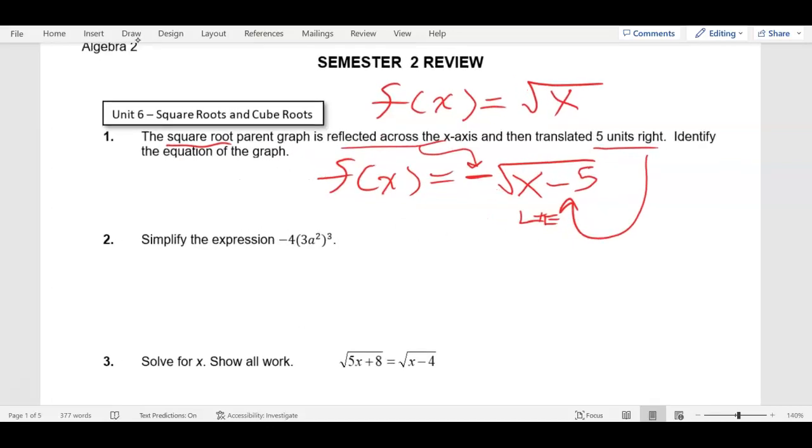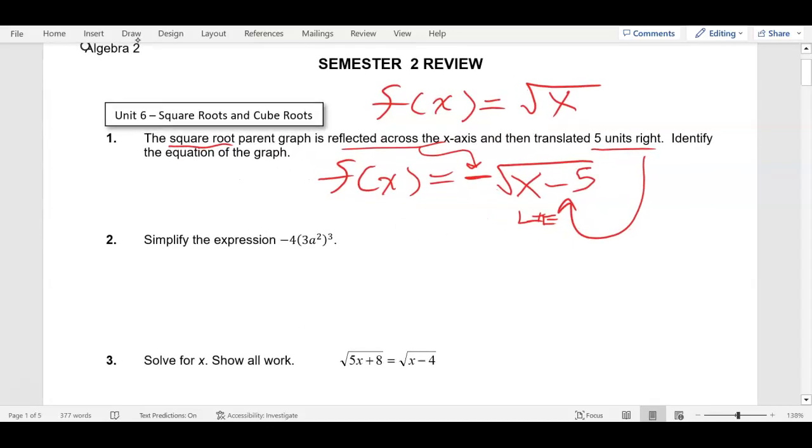All right, let's simplify this expression. Whenever you have a power or an exponent outside, it's not really distribution. You're going to make sure you apply this to this and this to this. So you're going to have -4, you're going to have 3 cubed, and then you're also going to have a squared to the third power. Now whenever you have a power to a power, that's when you multiply these.